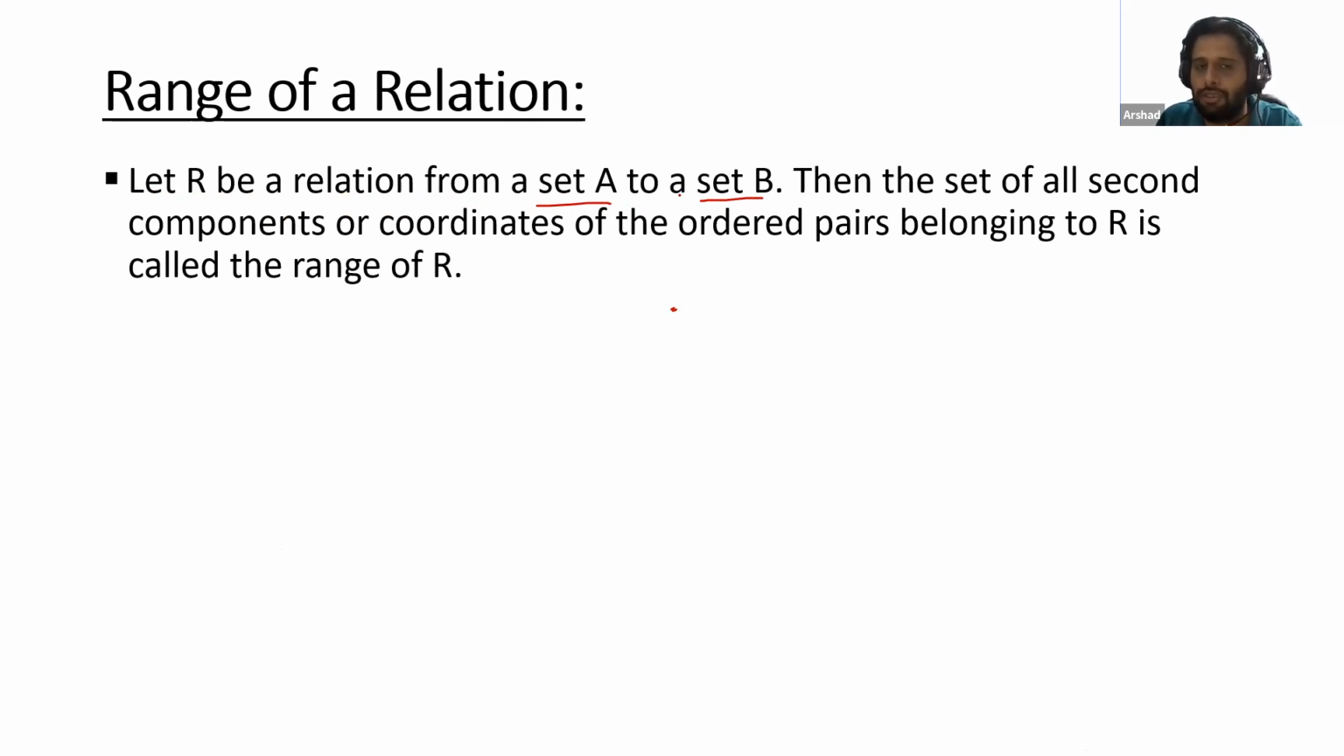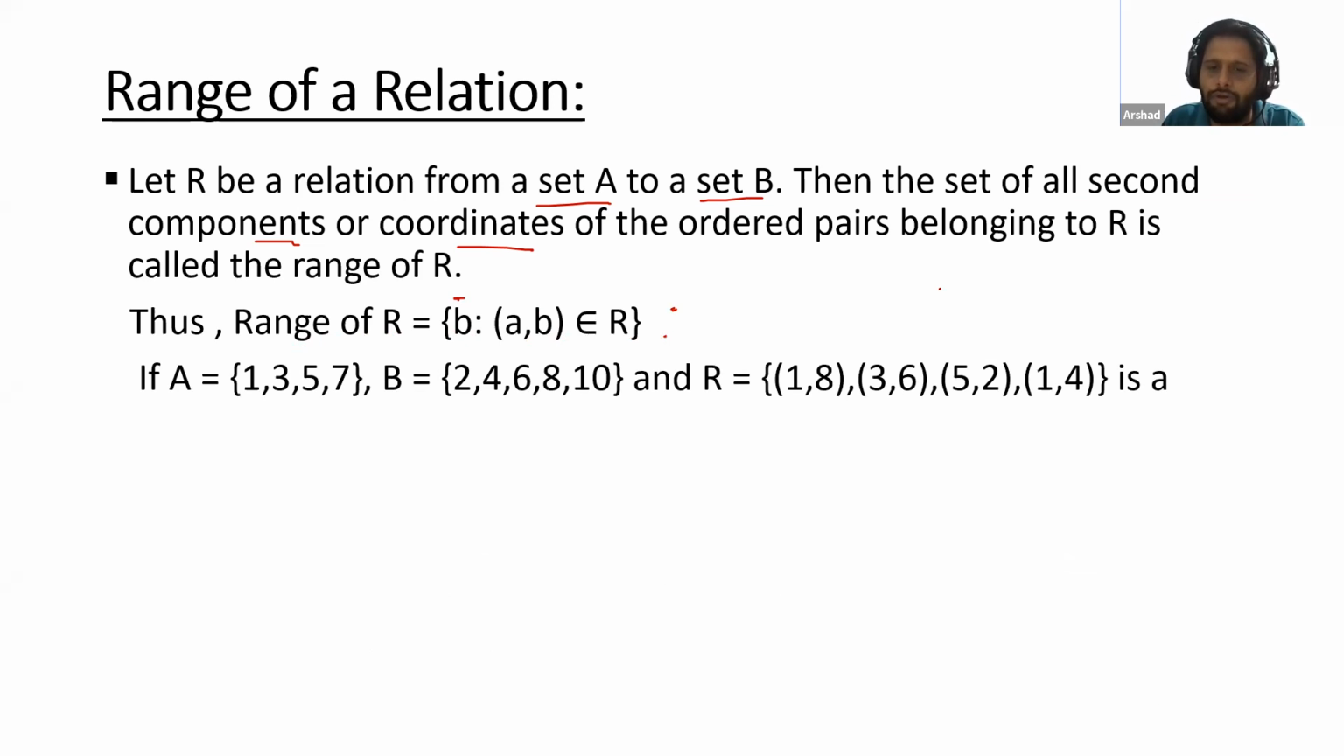So we have two sets A and B. Then the set of all second components, or coordinates, of the ordered pairs belonging to R is called the range of R. So what is the range of R? The set of second components. We can represent it like this: Range of R is equal to {b : (a, b) belongs to R}. For example, in this one.